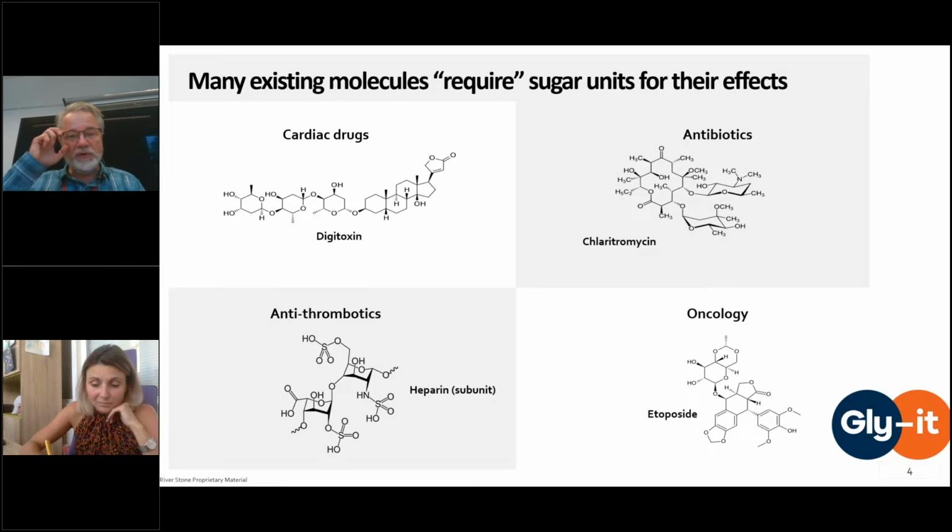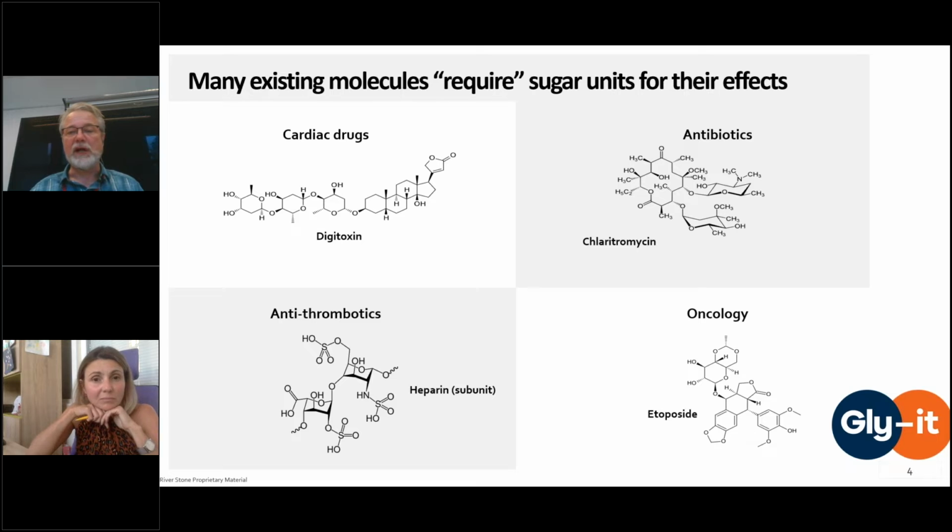In accordance with that, many existing molecular drugs require sugar units for their effects. These are just 4 examples. There's the cardiac drug digitoxin from digitalis. This is a triterpene with 3 sugar molecules attached. A very nice paper came out some years ago where researchers tried to take these 3 carbohydrate molecules away and put others on. But only these particular 3 sugars in this particular configuration gave the particular cardiac effect of digitoxin.